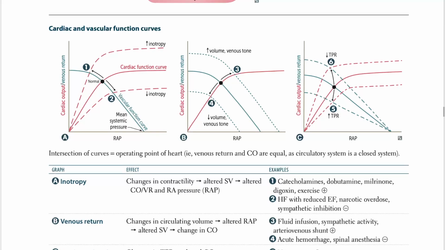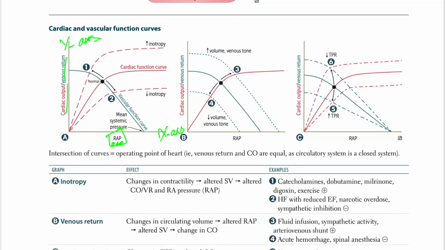Moving on with the cardiac and vascular function curves. So here, what do we have? If you look on the left side, we have the cardiac output and the venous return, and on the x-axis we have RAP. What is RAP? Right atrial pressure. That is the x-axis, and that is going to be your y-axis.